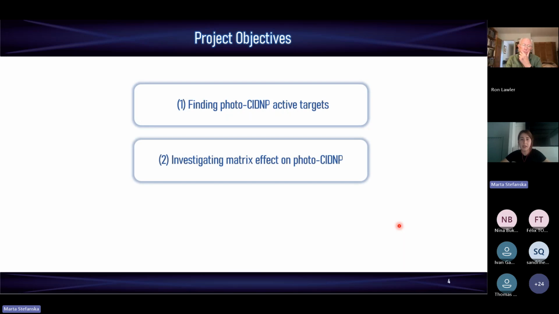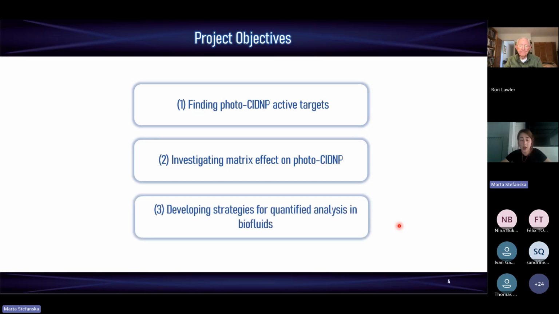Another problem is matrix effect, because so far it was shown in the literature that we can successfully quantify signals coming from photo-CIDNP active targets in complex matrices, such as urine or serum or even E. coli extract, but we don't really know how quantitatively this matrix affects our photo-CIDNP enhancement, if there is any drop of photo-CIDNP enhancement or not. So this is another issue.